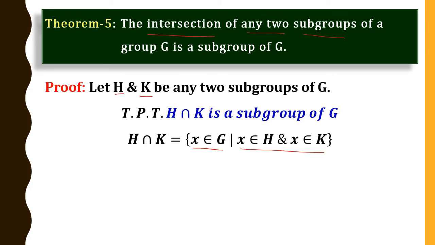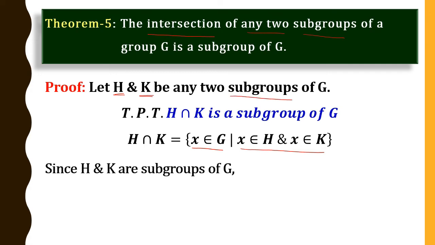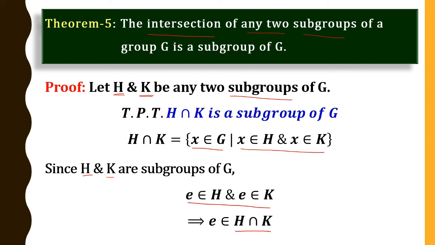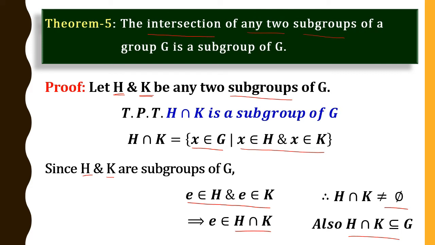Now, we know H and K are subgroups of G. Since H and K are subgroups of G, these two are already groups. Therefore, each contains the identity element. Therefore, e belongs to H as well as e belongs to K. So, e belongs to both H and K. Therefore, we can write e belongs to H intersection K. So, at least one element belongs to H intersection K. Therefore, H intersection K is a non-empty set. And also, you note that H intersection K is a subset of G.